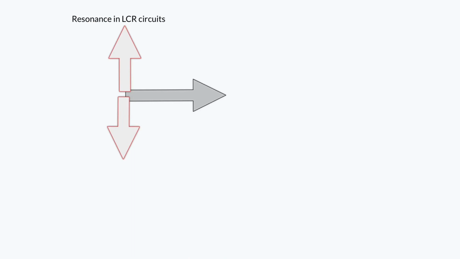Now let us talk about resonance in an LCR circuit. Now for resonance to happen, the voltage across the inductance and the voltage across the capacitance have to be equal. We know that they're already opposite to each other, so if their magnitudes are equal, they will cancel out. And that is the condition for resonance. The voltage across the inductance should be equal to the voltage across the capacitance. And let us find out for what frequency this is going to happen.